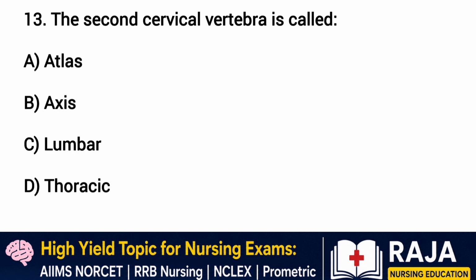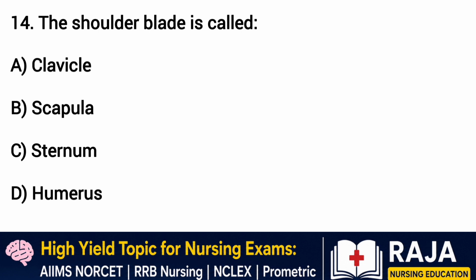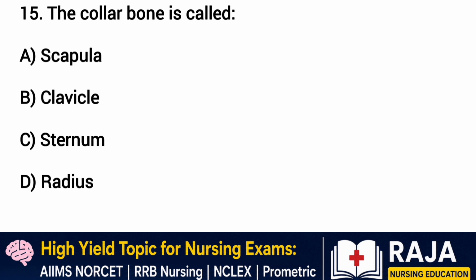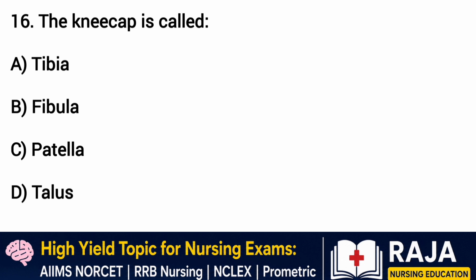The second cervical vertebra is called? Answer is B. Axis. The shoulder blade is called? The answer is B. Scapula. The collarbone is called? The answer is B. Clavicle. The kneecap is called? The answer is C. Patella.